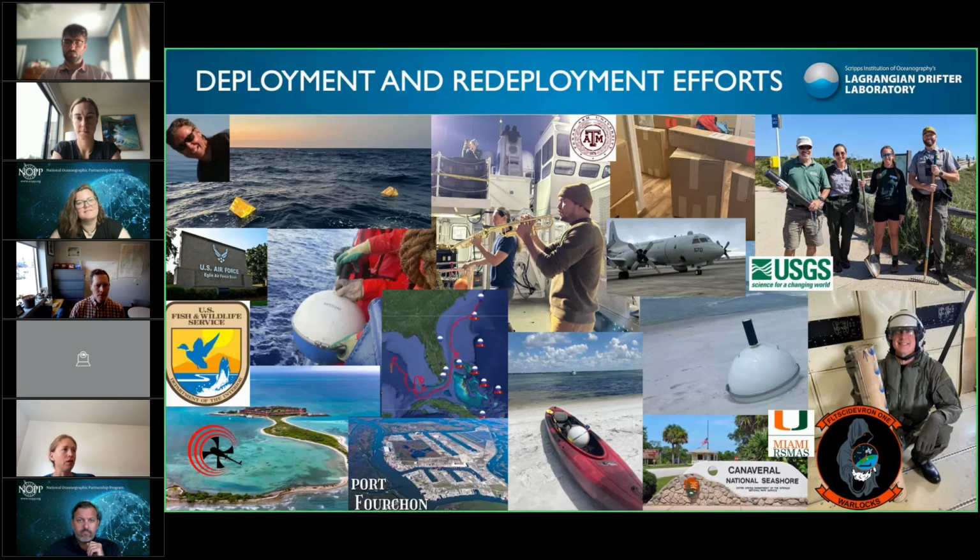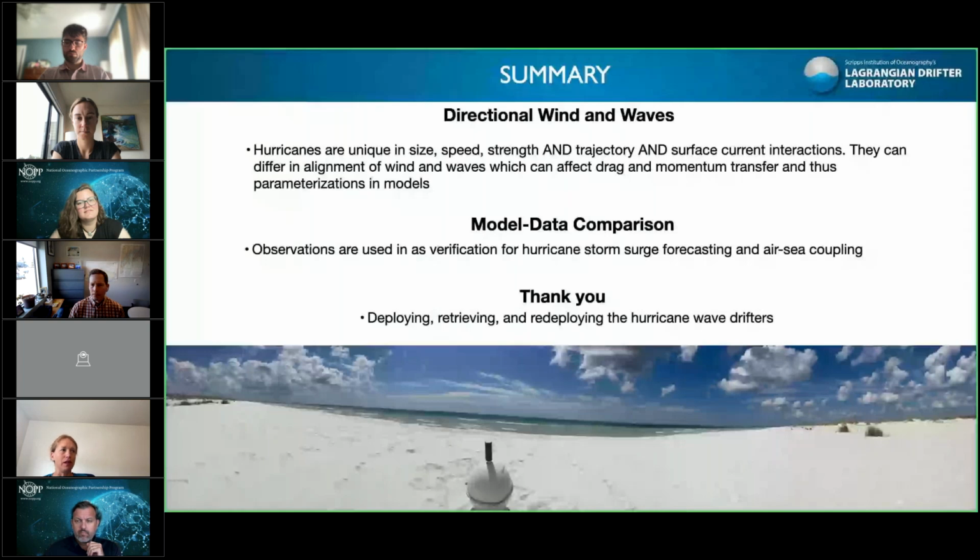So just as a summary, these hurricanes are unique in size, speed, strength, and trajectory. They can be really different, which is why we think it's important to target each one. I think what we've learned with the group in collaboration with the modeling groups across NOPP is that each storm is different, and it's important to have these surface observations to ground truth the models. We've been doing a lot of model data comparison for that reason. So thank you, and I think I'll turn it over to Alan if he wants to lead the question and answer.